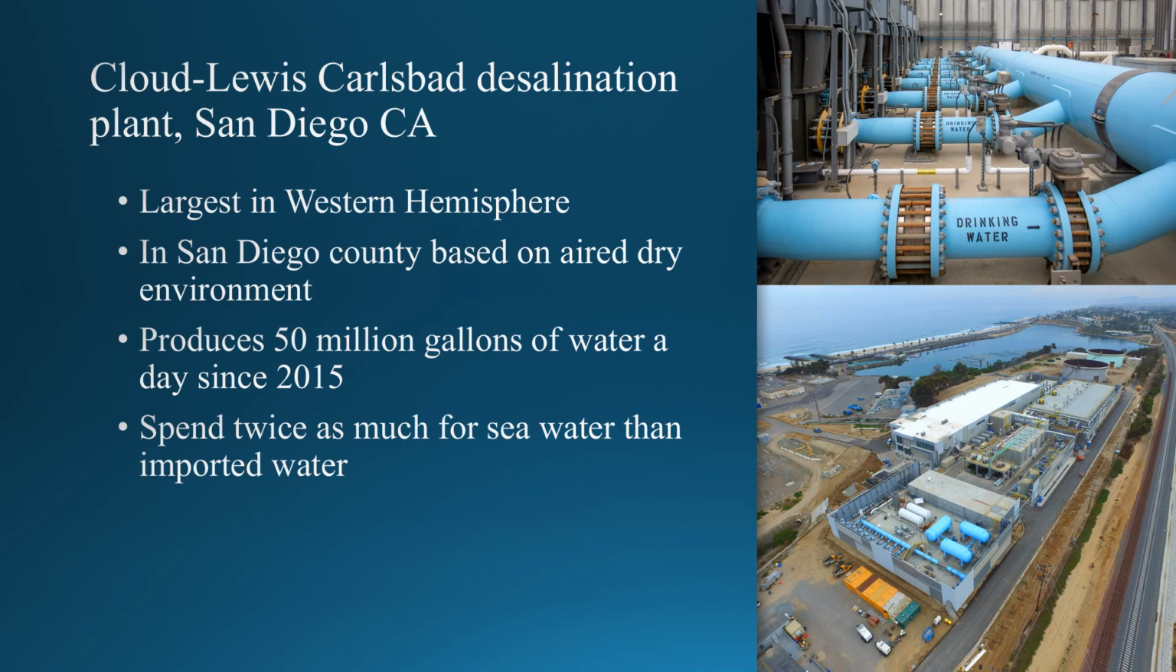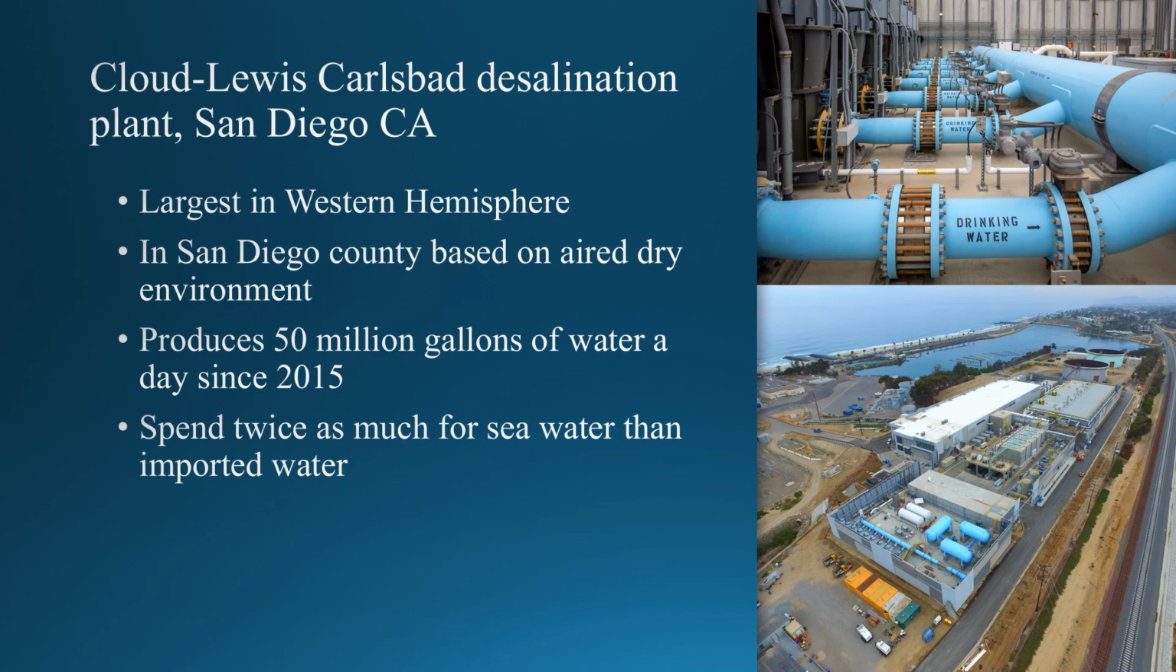In San Diego, the Claude "Bud" Lewis Carlsbad desalination plant is the biggest in the Western Hemisphere. It is used by San Diego County. It's mainly there because of San Diego's arid environment. It's really dry, similar to North Africa. Because of the arid environment, water is very scarce in California.